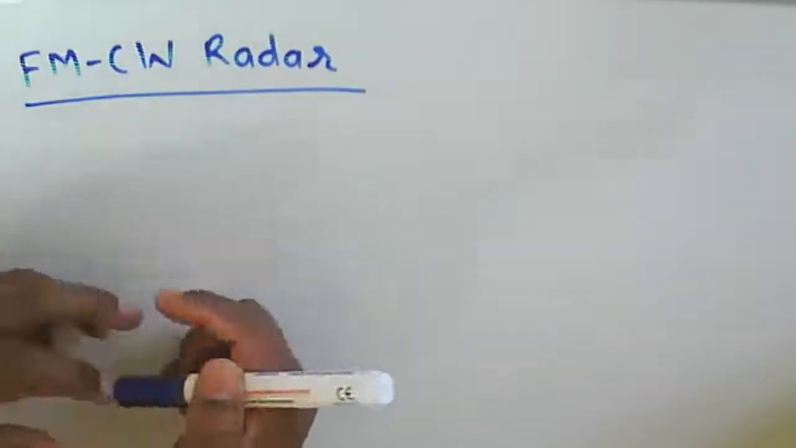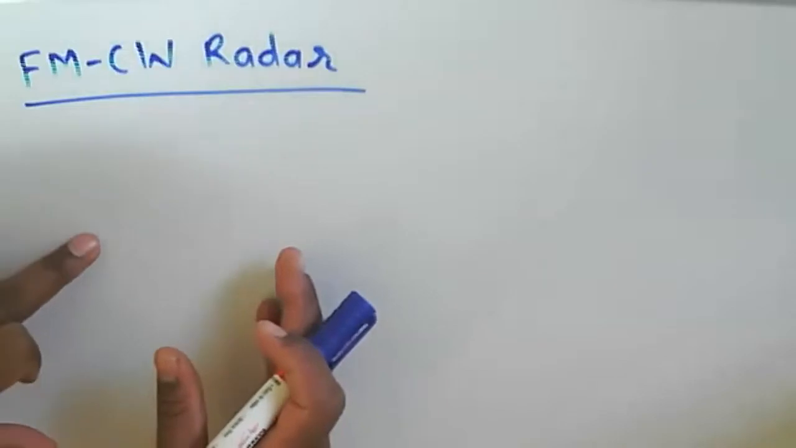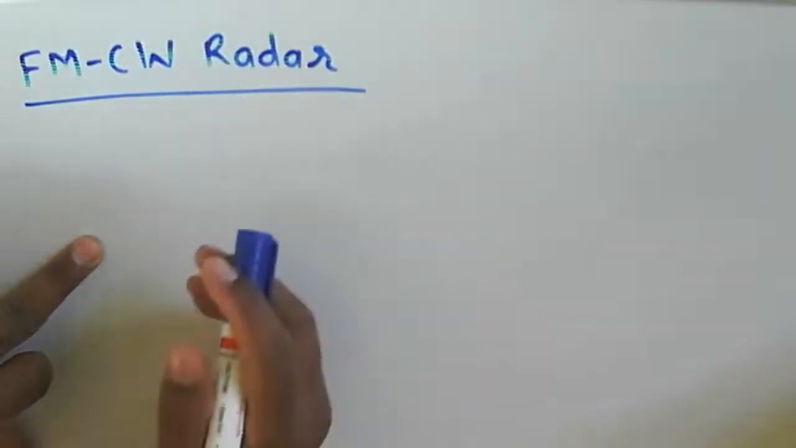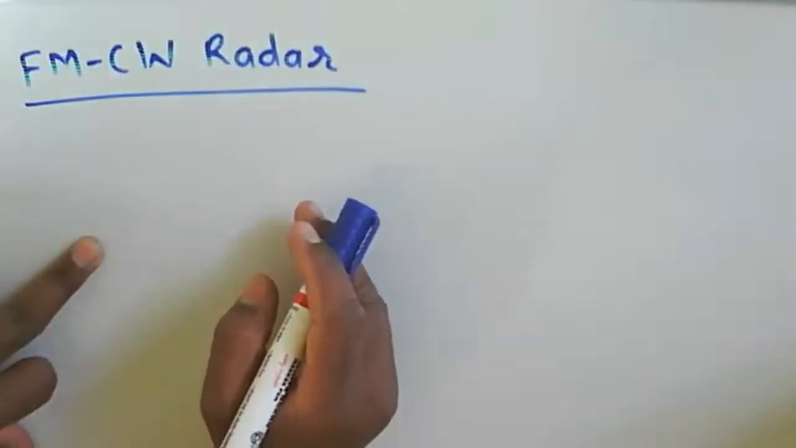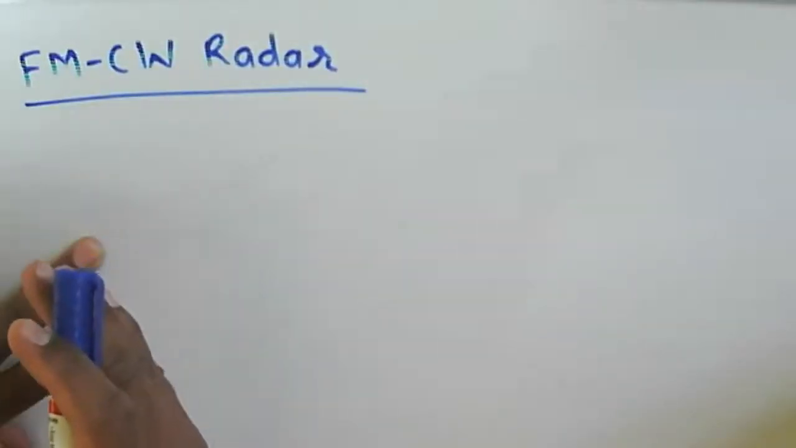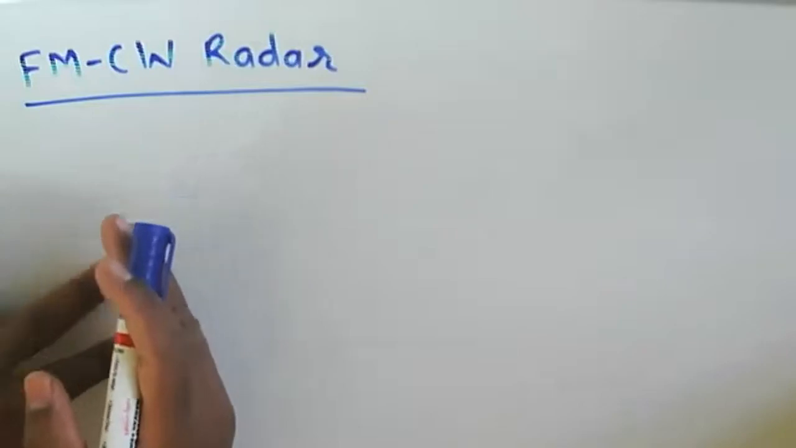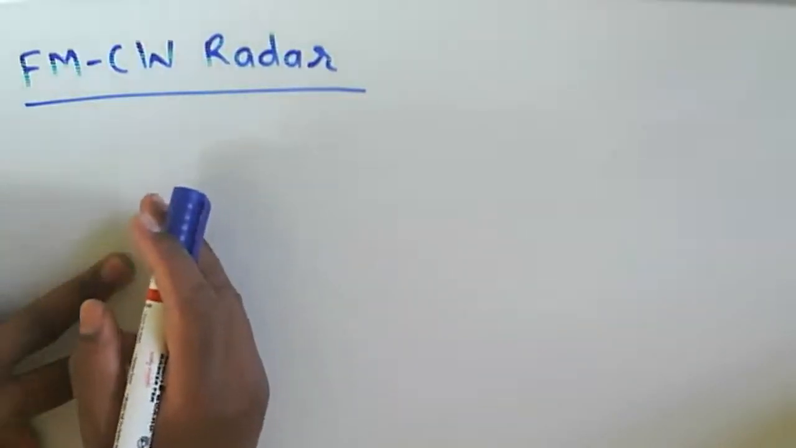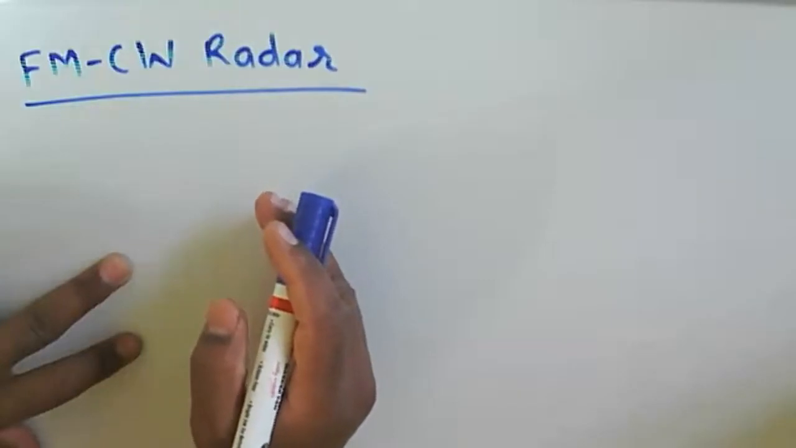And again, when we are supposed to send a signal to the target, we need to know the timing of the waveform. What will be the start time, at what time that signal is to be sent, so that we can measure the range between the target and the radar.